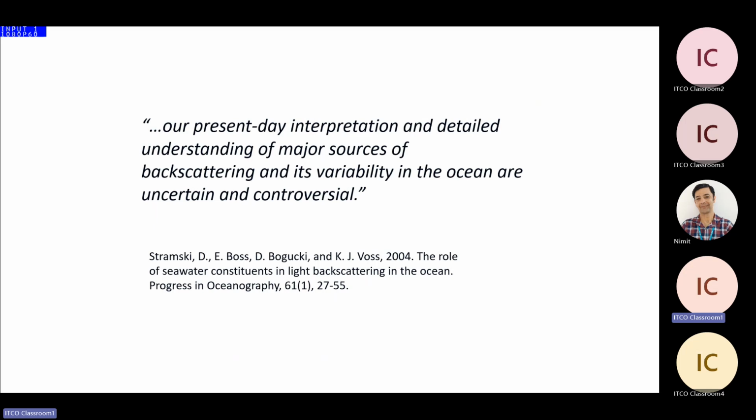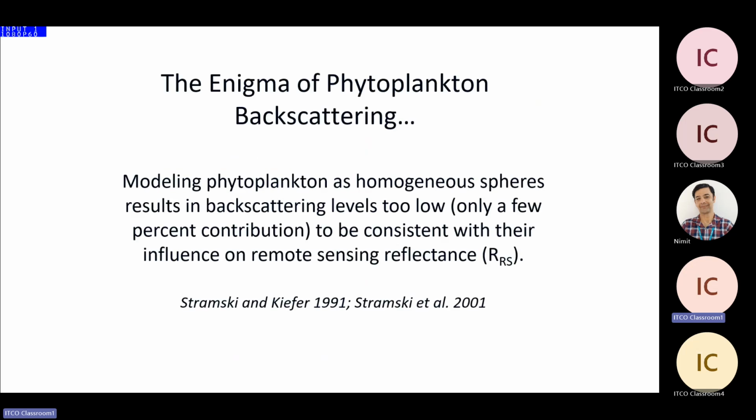As far as backscattering, there was a publication by Stramski et al. in 2004. This is a good quote: "Our present-day interpretation and detailed understanding of major sources of backscattering and its variability in the ocean are uncertain and controversial." They called this the enigma of phytoplankton backscattering. Stramski had done a lot of work, as part of what Zhangping was showing, where different phytoplankton classes could be modeled as homogeneous spheres using Lorenz-Mie theory, which is the simplest theory you can use to calculate scattering. It's a really good first-order thing to try.